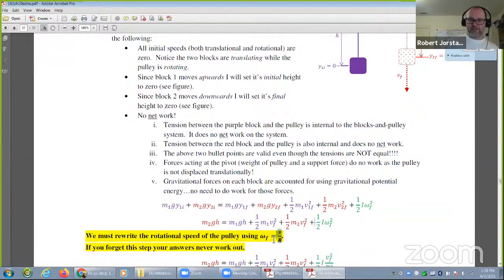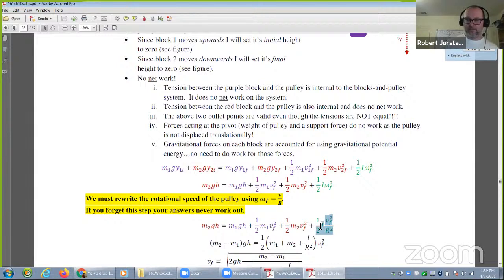Now we could use this last result. This is the trick. If you forget this step, your answers never work out. So basically, you either have to convert the velocities to omegas or vice versa. In this case, I said, well, I've already got v's in here. Let's just take this omega and replace it with v over R. So that's what I did right there.